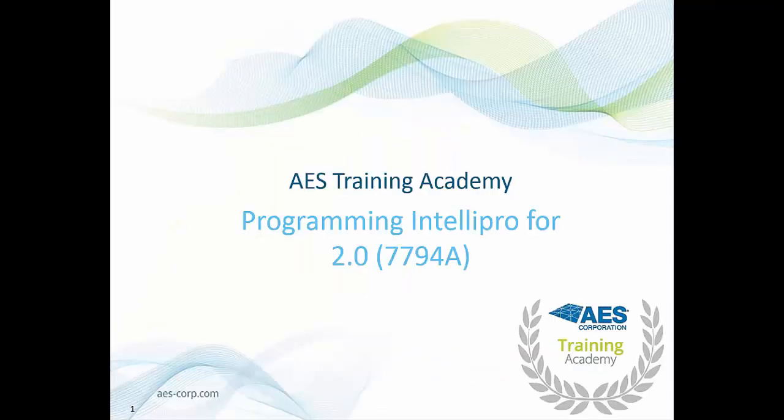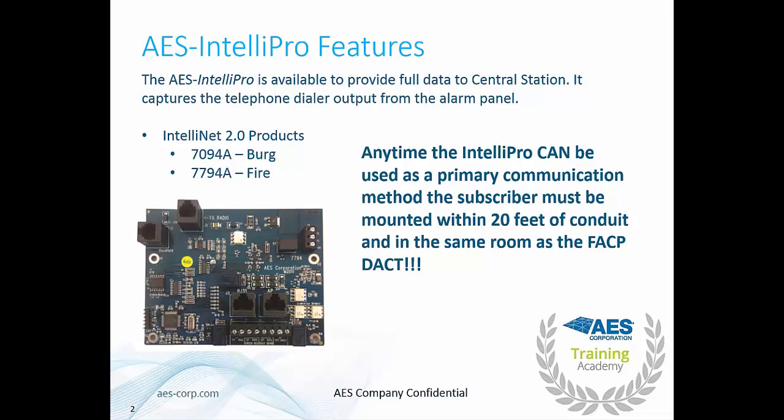We're going to talk a little bit about programming the IntelliPro for the 2.0 subscribers. This is the 7794A, which allows you to connect the subscriber to your fire alarm panel dialer. So here's an example of our 7794A.